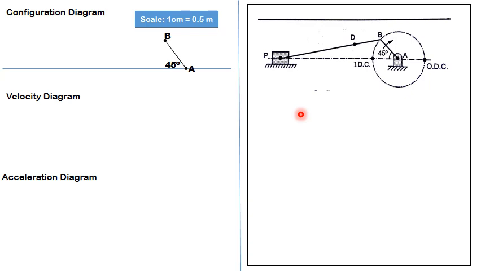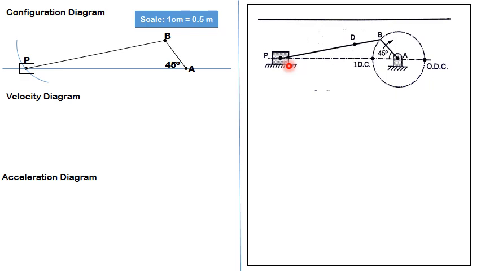Next I need to draw the connecting rod BP, and its length is 2 meter, which when reduced to my scale is 4 centimeter. So I need to use a divider, place it on B, measure a length of 4 centimeter and draw an arc of length 4 centimeter, and it will coincide with this horizontal line. That point of intersection is nothing but point P. So I have completed the configuration diagram.